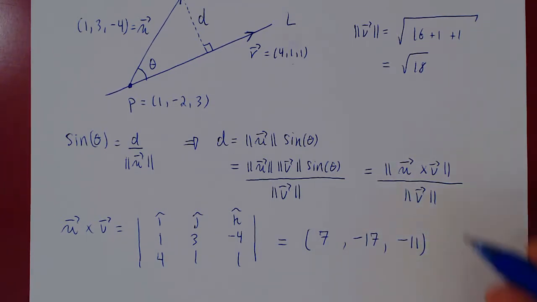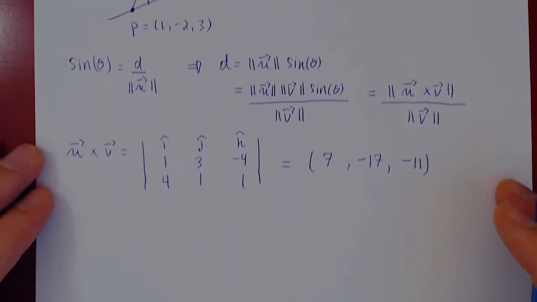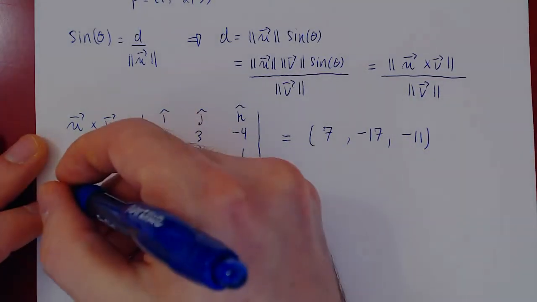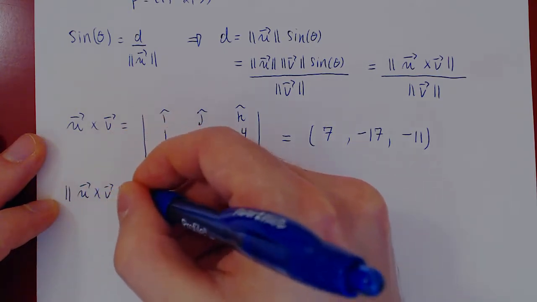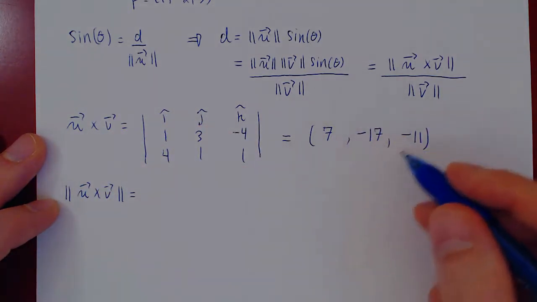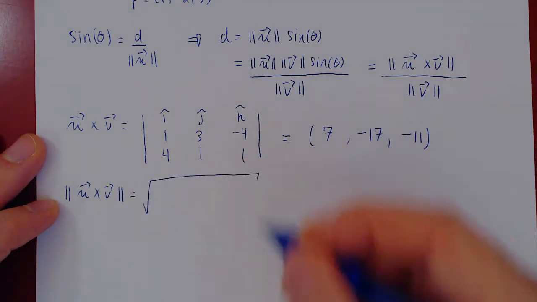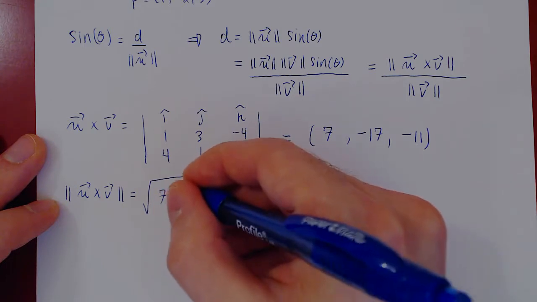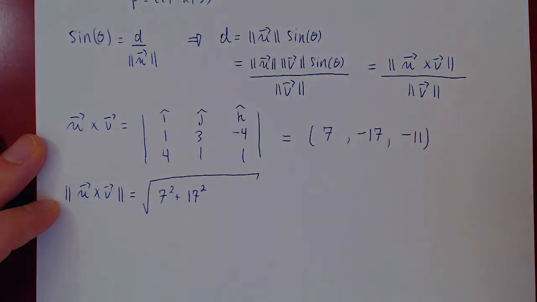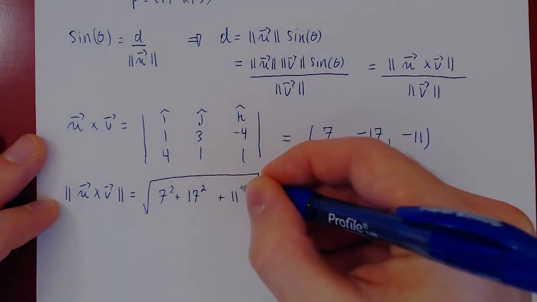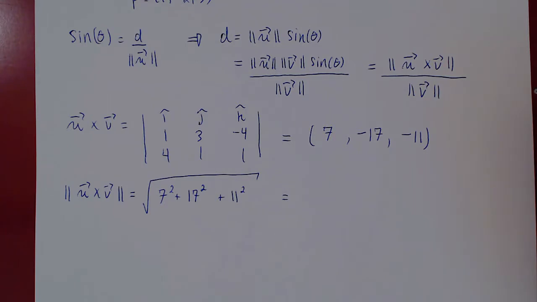You have u cross v, and all you want is the norm of u cross v. And this is, well, very easy. Once again, by Pythagoras' theorem, the norm of u cross v is the root of the sum of the entries squared. So you have the root of 7 squared plus 17 squared. You can drop the negative because when you square, you kill the negative. Plus 11 squared. If you compute this, this will give you the root of 459.